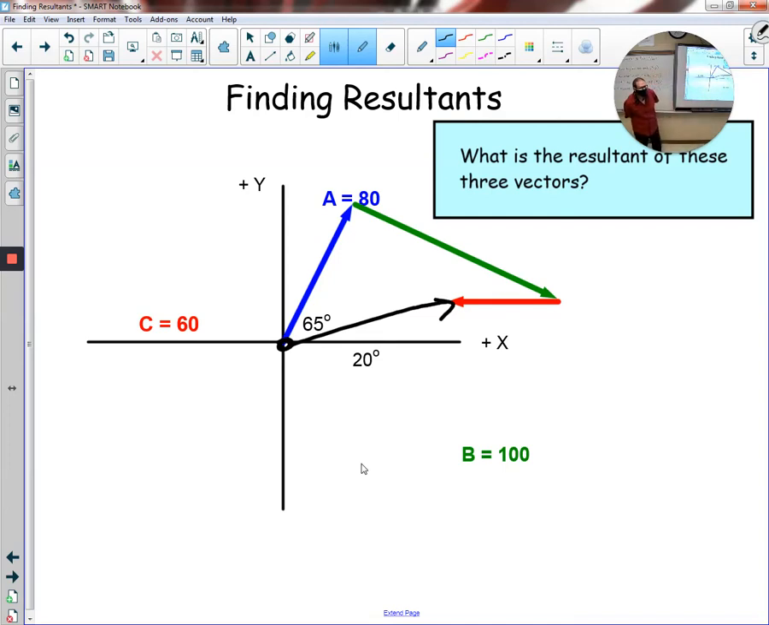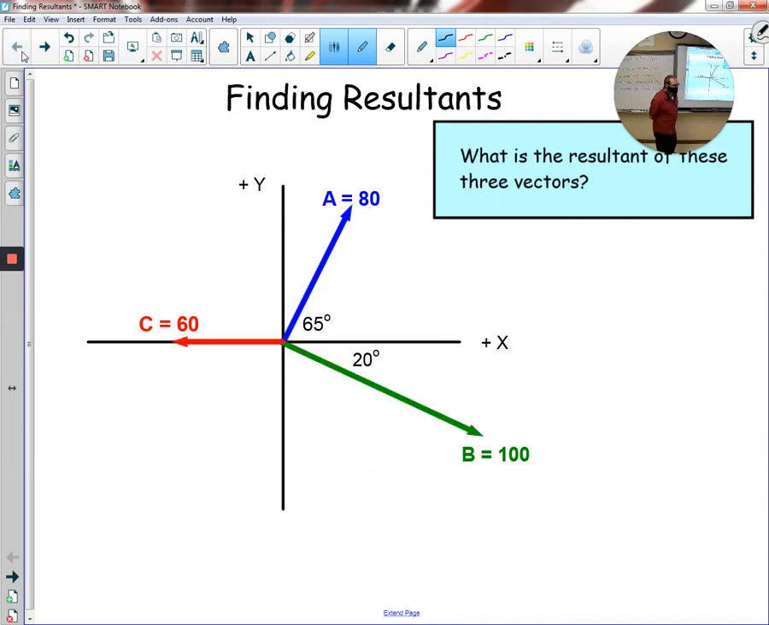Everybody cool with that? But what if I want to find algebraically what the resultant is? What am I going to need to know for each of these vectors? The slope. Well, I'm going to need to know the x and the y, right? Now, this one's going to be really easy to find.